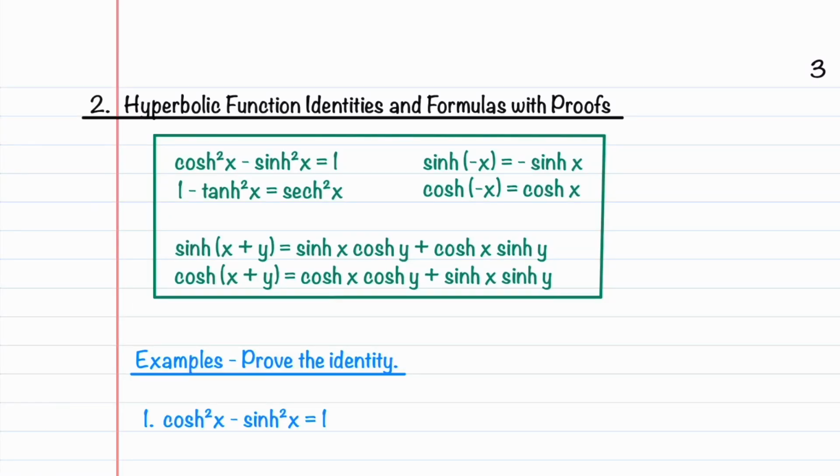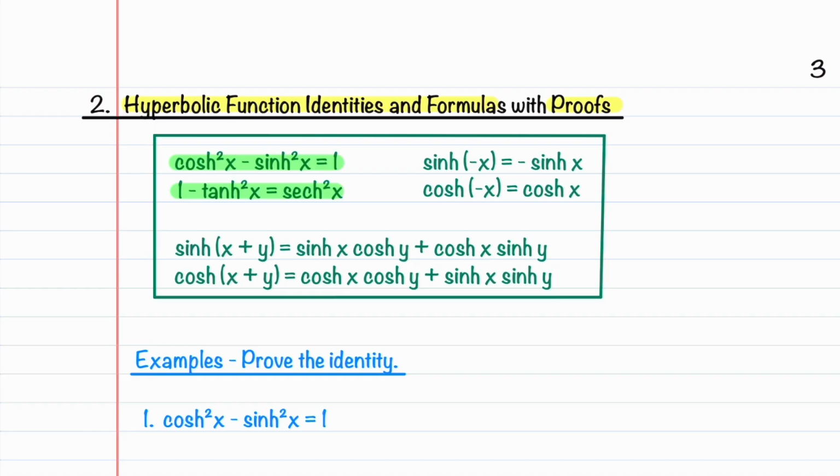We're now going to go over some important hyperbolic function identities and formulas, and then walk through some proofs. The identity that relates cosh and sinh is cosh² minus sinh² is equal to 1. And then tanh is related to sech by 1 minus tanh² is equal to sech².